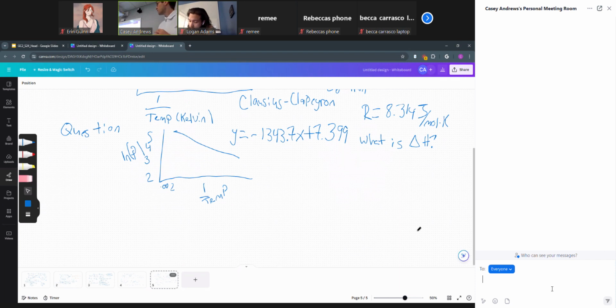The unit of the slope, let me see. So it's rise over run. It would be Kelvin. It's a weird unit, but natural logs don't have units. So this is unitless. Natural log of P is unitless. And so your slope is just in units of Kelvin.